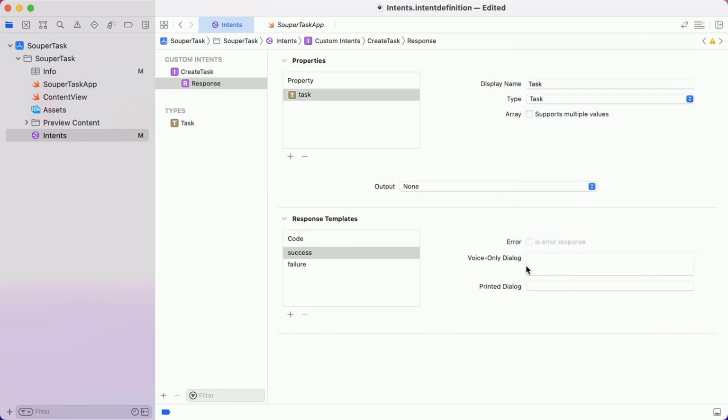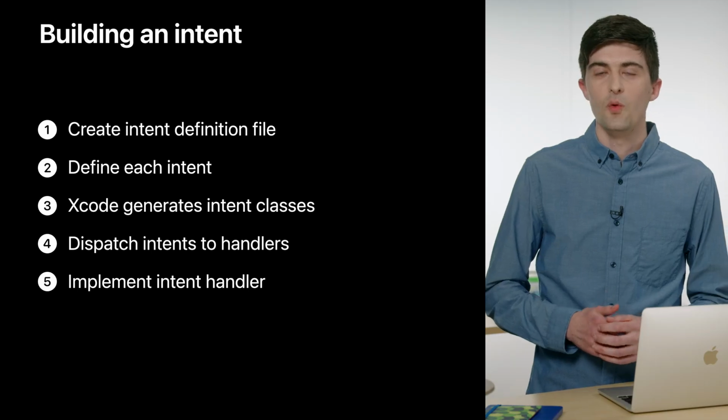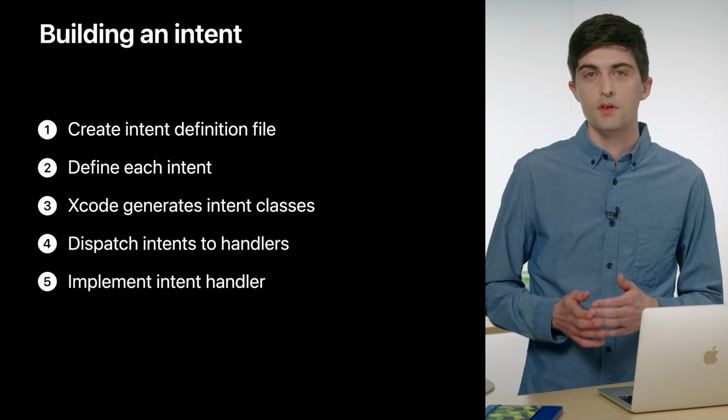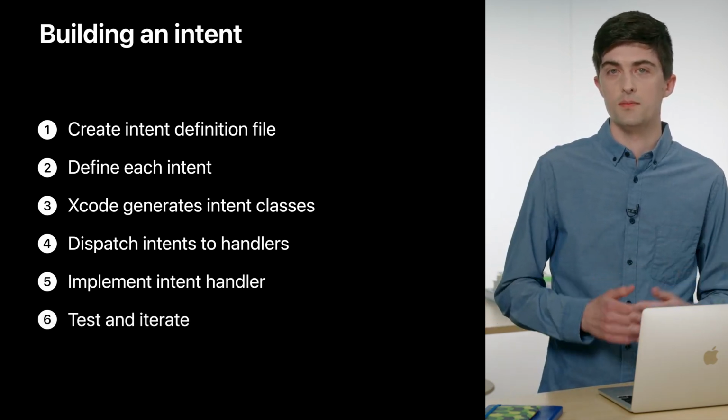I'll select the task type that I made before. I'll also select that property as the output of the intent to make it available to shortcuts. And now, back in the code, the response will have a task property where I can assign the task object. Once this is done, your intent should appear as an action in the Shortcuts app. So be sure to spend some time testing it and trying all the ways people could use it.